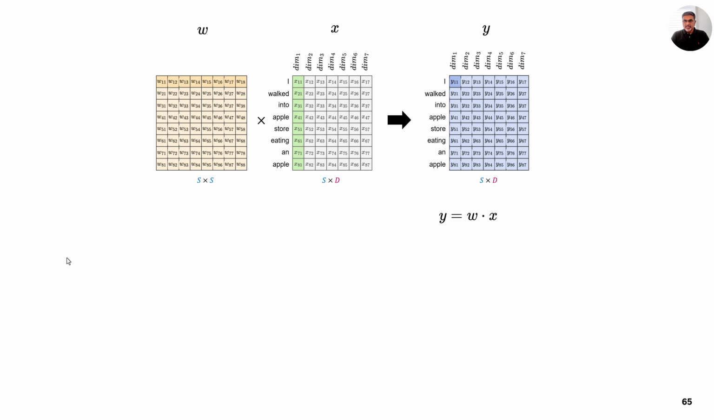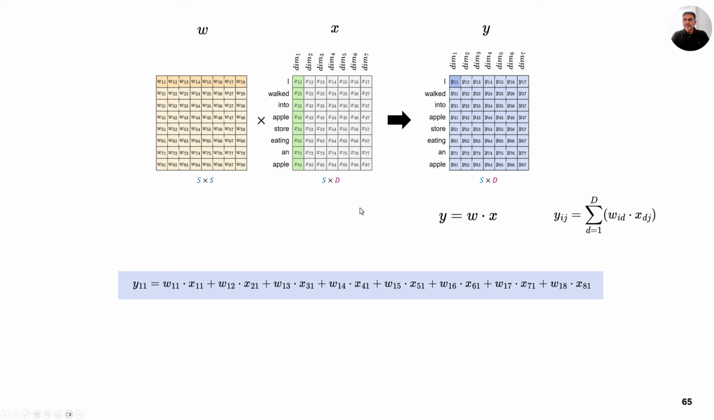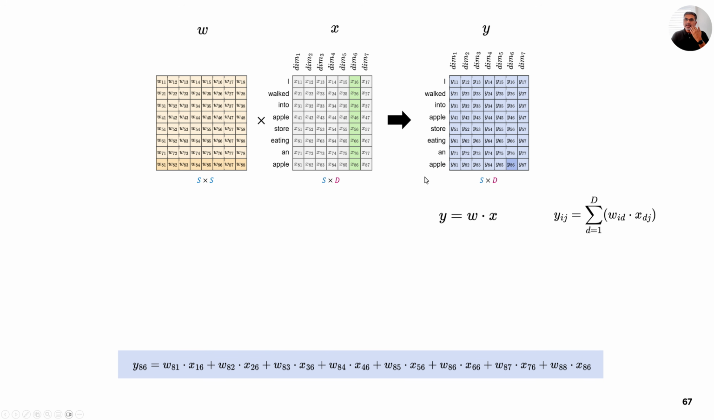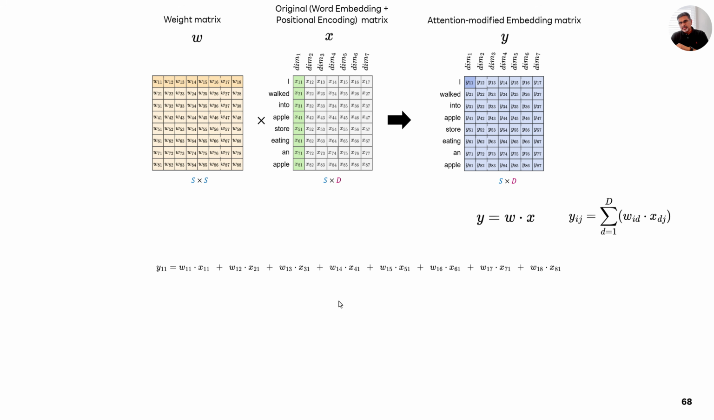Now, how do you compute this? Let's just look at the formula for that. The way you compute individual values here is Y11 as the dot product between W11 times X11, plus W12 times X21, W13 times X31, and so on, right? You multiply the rows in this weight matrix with the columns here and you would get this Y, correct? Everything else remains the same and every cell is computed the same. Y35 is calculated as the third row with the fifth column. If you look at Y86, you'd see the eighth row is multiplied with the sixth column, and so on.